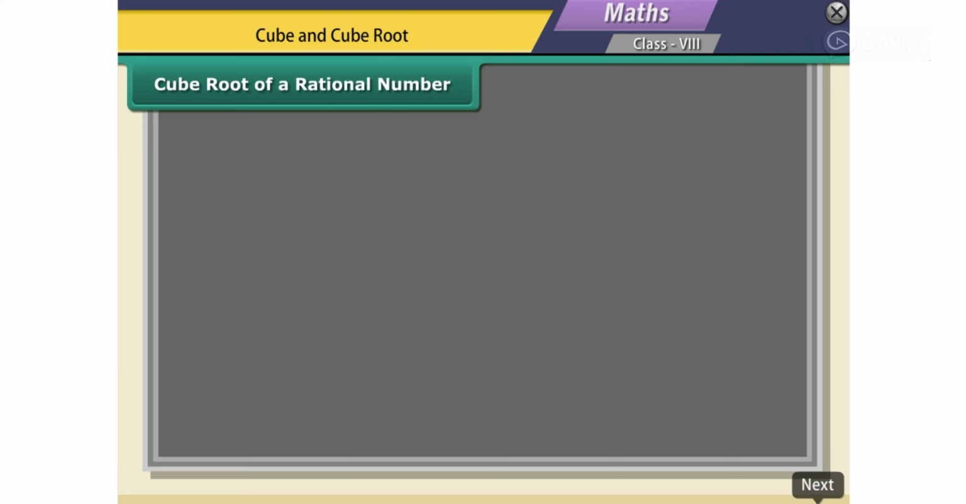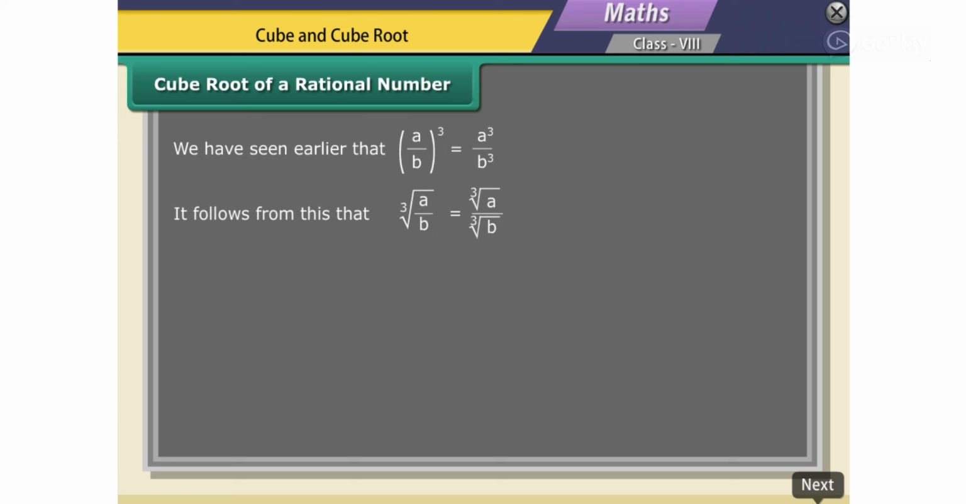Cube root of a rational number. We have seen earlier that a upon b whole cube is equal to a cube upon b cube. It follows from this that cube root a upon b is equal to cube root a upon cube root b.